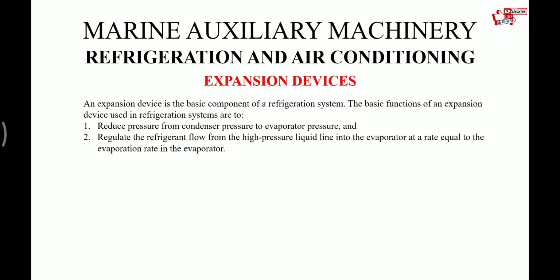These expansion devices are the basic components of the refrigeration system. The basic function of these devices is to reduce pressure from the condenser pressure to the evaporator pressure and regulate the refrigerant flow from the high pressure liquid line into the evaporator at a rate equal to the evaporation rate in the evaporator. So these are the two important functions of these expansion devices.